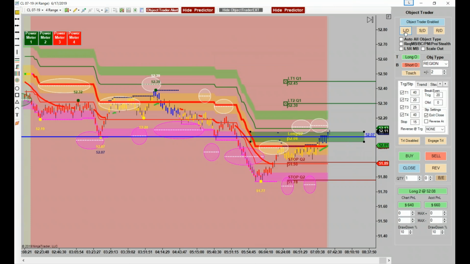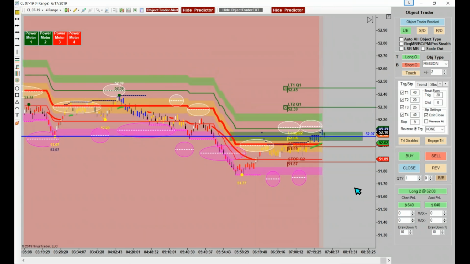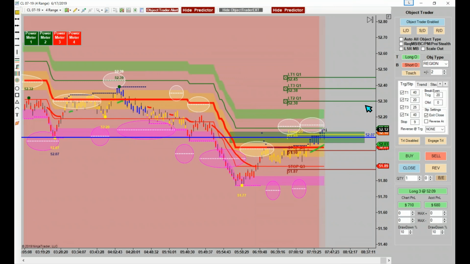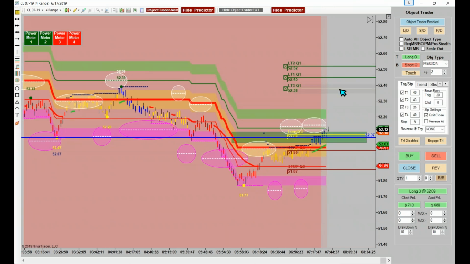And then you could even add one if it breaks that little white candle to the upside. Put your stop nice and tight just under mid-band, like so. And now I'm only risking 9 ticks for a decent trade. Okay? And that's how I actually got that trade this morning on a transition type trade.